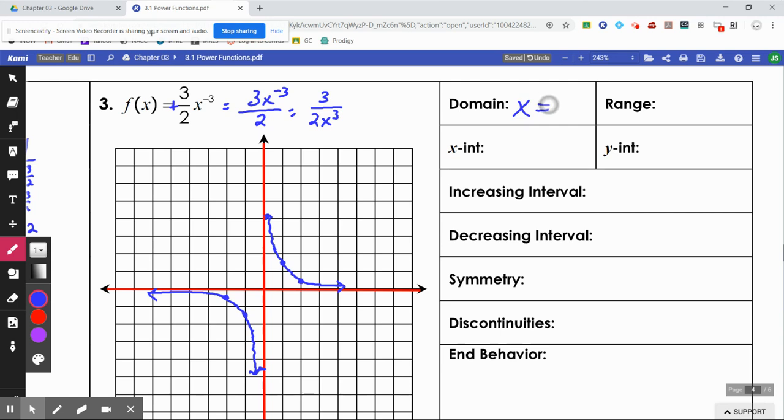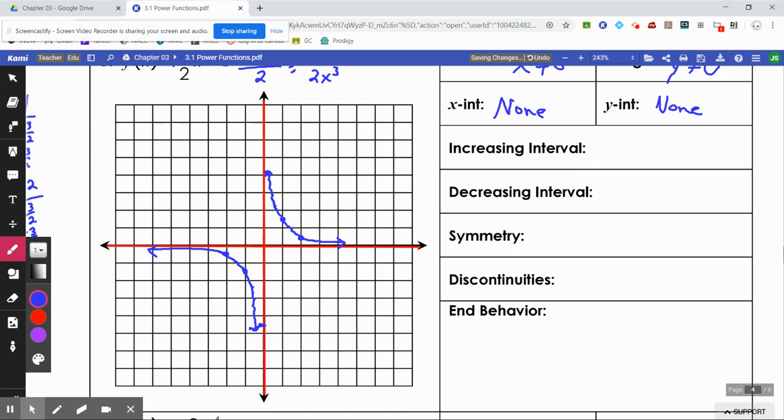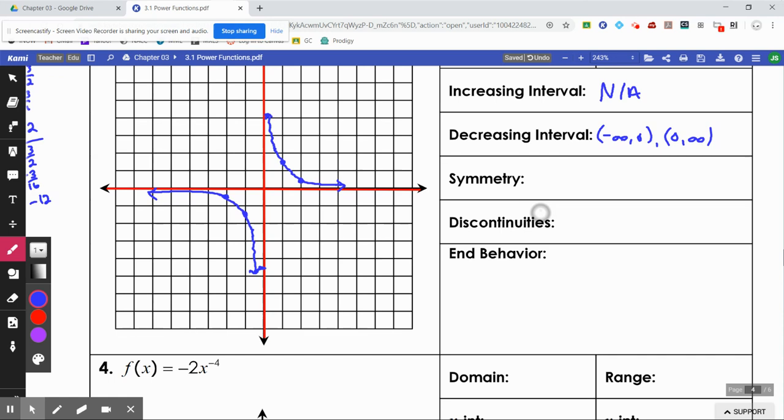Your domain, x can't be 0. Your range, y can't be 0. You do see those asymptote lines there. There are no x or y intercepts. Increasing or decreasing. This one's decreasing pretty much everywhere except for at x equals 0. It does jump up to the other quadrant there. So it decreases from -infinity up to 0, and then from 0 to +infinity starts decreasing again.